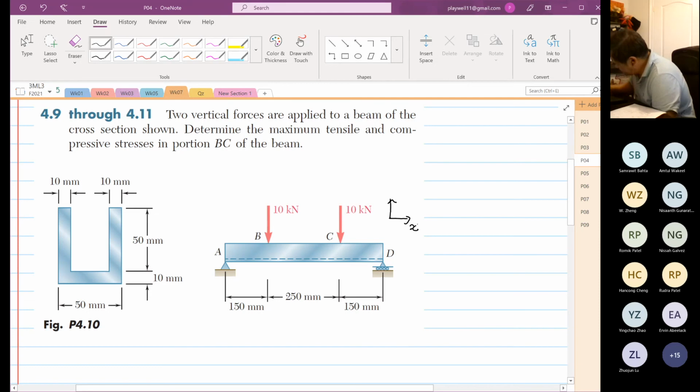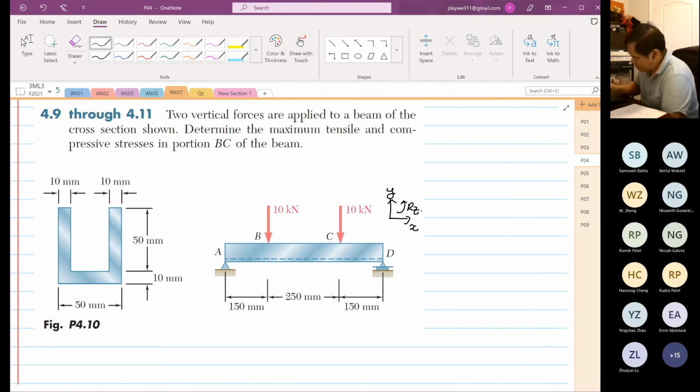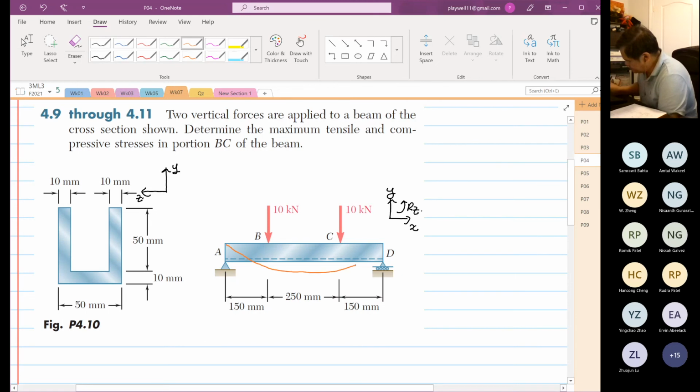So this is X, and this is Y, and this is our rotation about Z. And over here, what you see is our cross-sectional view. The transformation is like this. So this is our Y, and this is Z. If we look at how the structure will deform, it will deform in this direction. To deform in this direction, you need a moment acting in this way.